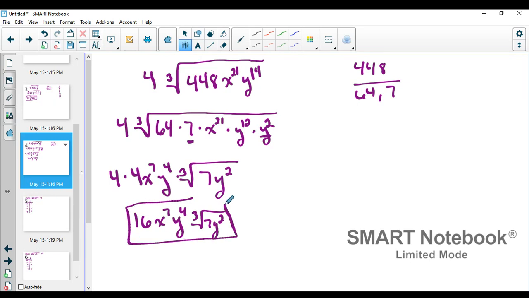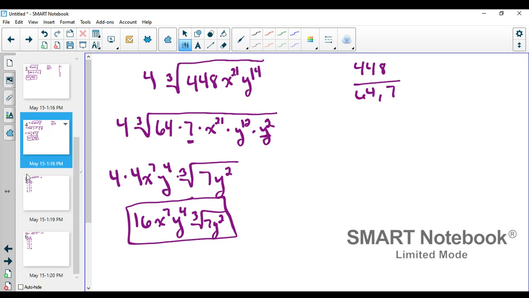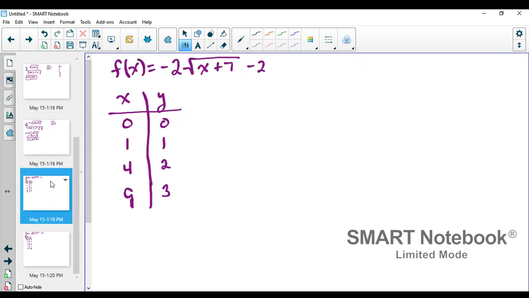That is our final answer for simplifying that problem. All right, so the next two are reviewing the graphs. I don't have the graphs on here. We're just going to make the tables, because once you have the tables, you know how to graph the points.